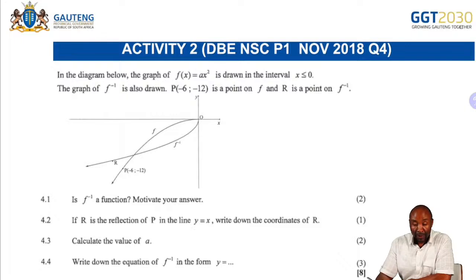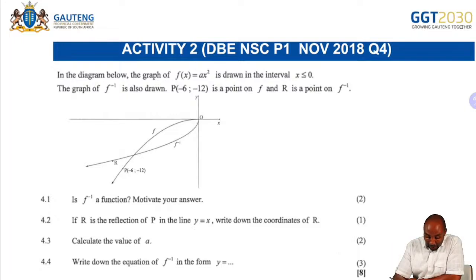Welcome back. I hope you have enjoyed answering this question. Typical exam question under inverses of a quadratic function. So we are given a sketch. In most cases, when we are given a sketch, we interpret or determine the equation. That's what will follow. F inverse is also drawn. P is -6 and -12 is a point on F. R is the point on F inverse.